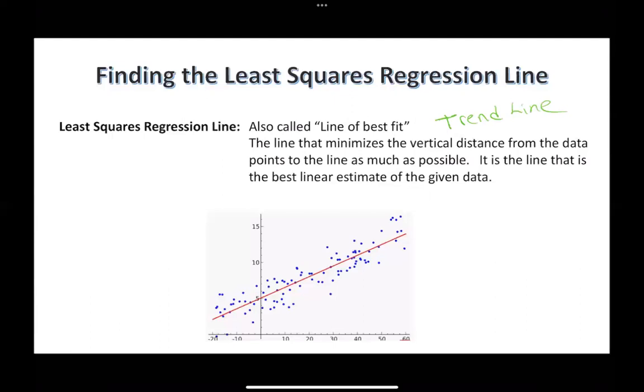Once we have that line, then we can use that equation so that we can make predictions. And that's kind of what I was showing you with the y equals mx plus b. So what we do is we create this trend line, and then we write our equation and it will give us an equation to predict things with. Let me show you how to do this.